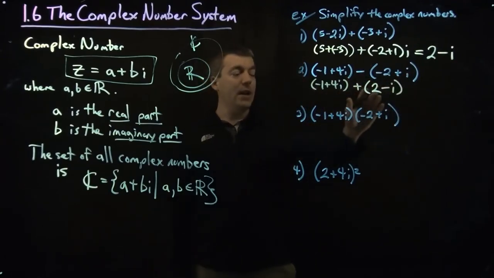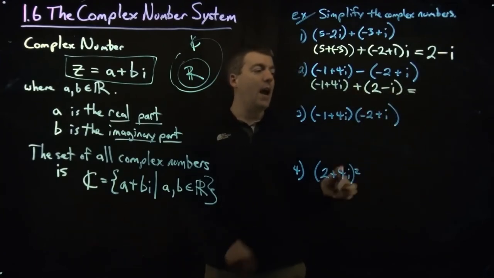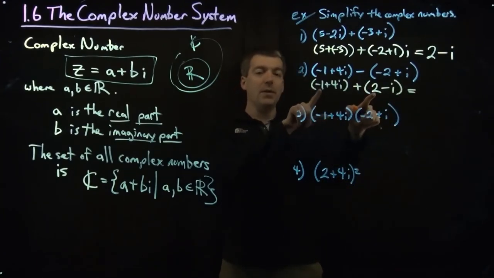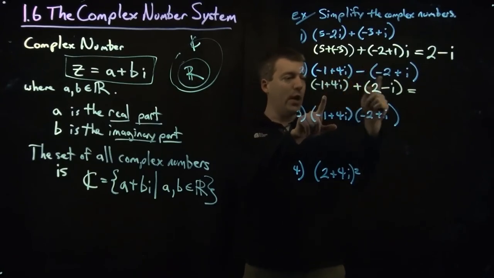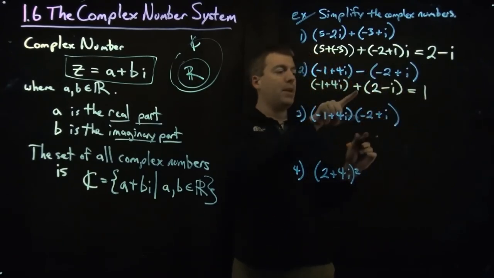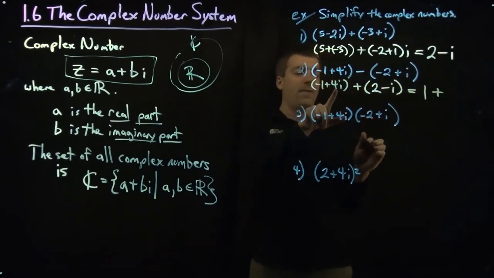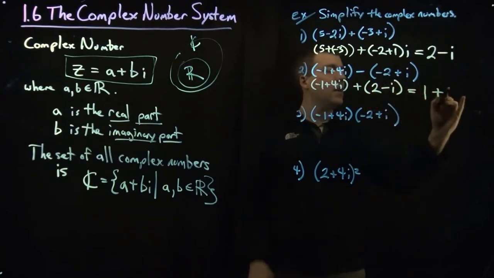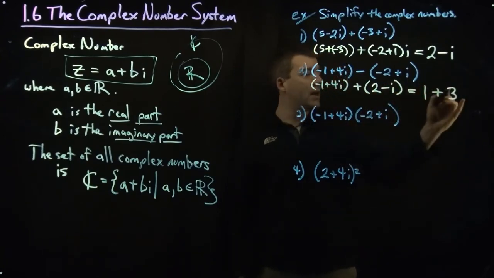All right, now we've written it as an addition, and so we can add the real parts together. So -1 plus 2 is 1, plus 4 minus 1, 3 times i.